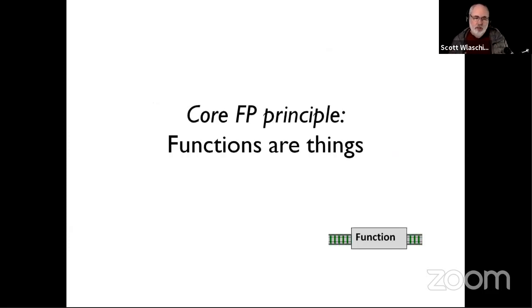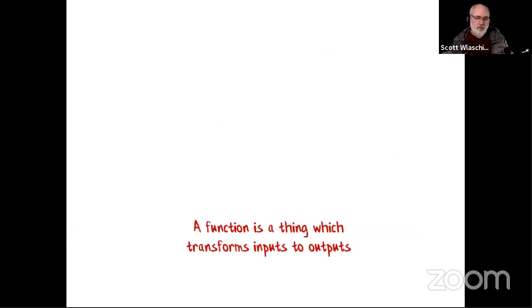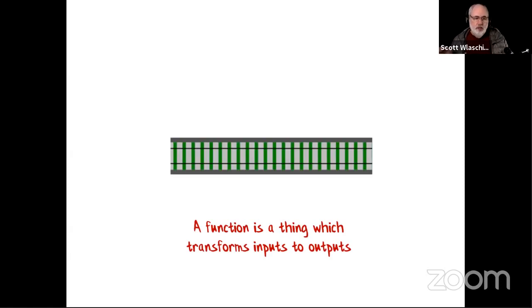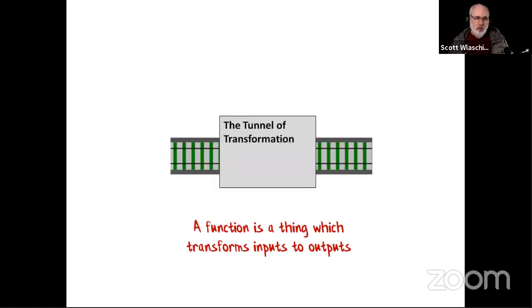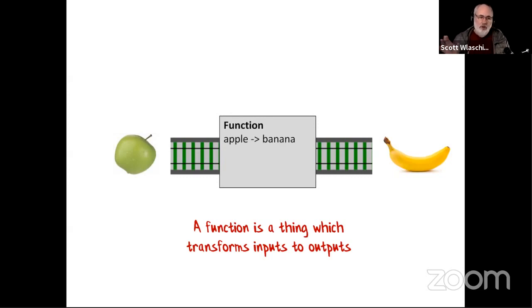So functions as things, what does that mean? A function is something that turns inputs into outputs. There's a little piece of railway track, and on the railway track, there's a kind of tunnel, and it transforms. When the thing goes into the tunnel, it comes out as something different. Say an apple goes into the tunnel and it comes out as a banana. So this is a function that turns apples into bananas. And we would write that apple, arrow, banana. That's typically how we write the definition of the type of a function. Okay, so that's all the function is.